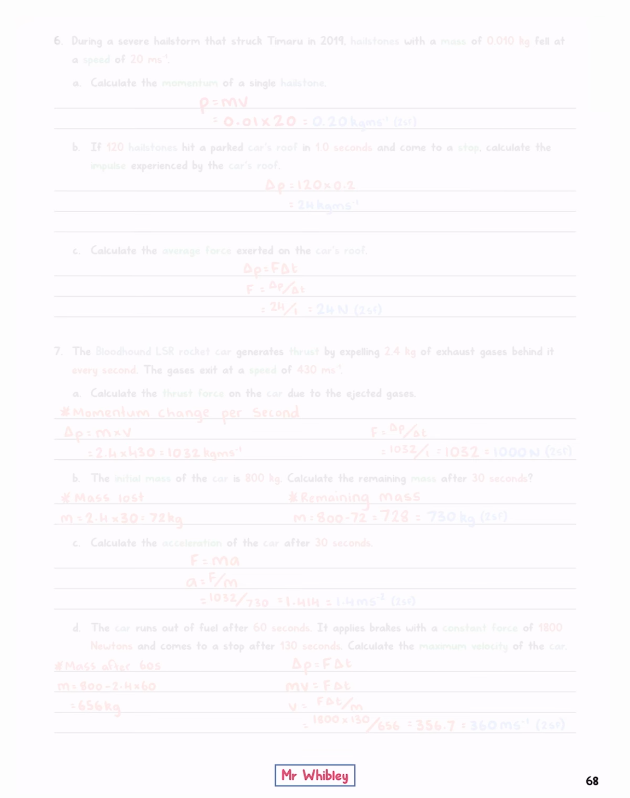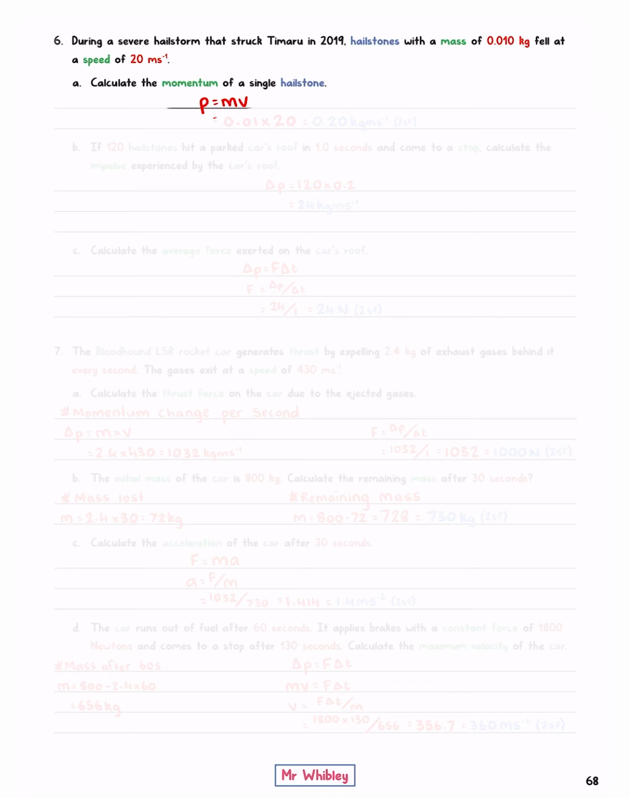Question 6. During a severe hailstorm that struck Timaru in 2019, hailstones with a mass of 0.10 kilograms fell at a speed of 20 meters per second. Calculate the momentum of a single hailstone. Momentum is mass times velocity. Putting in our mass and our velocity gives us 0.20 kilogram meters per second.